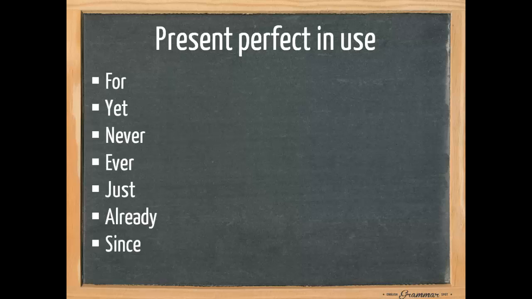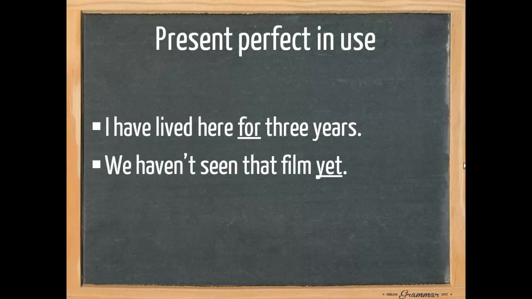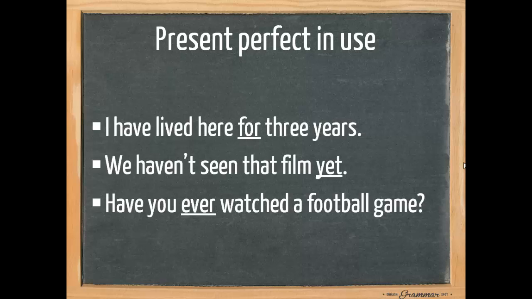We also use the present perfect when the following words are in a sentence: for, yet, never, ever, just, already, since. Here are some examples. I've lived here for 3 years. We haven't seen that film yet. Have you ever watched a football game?